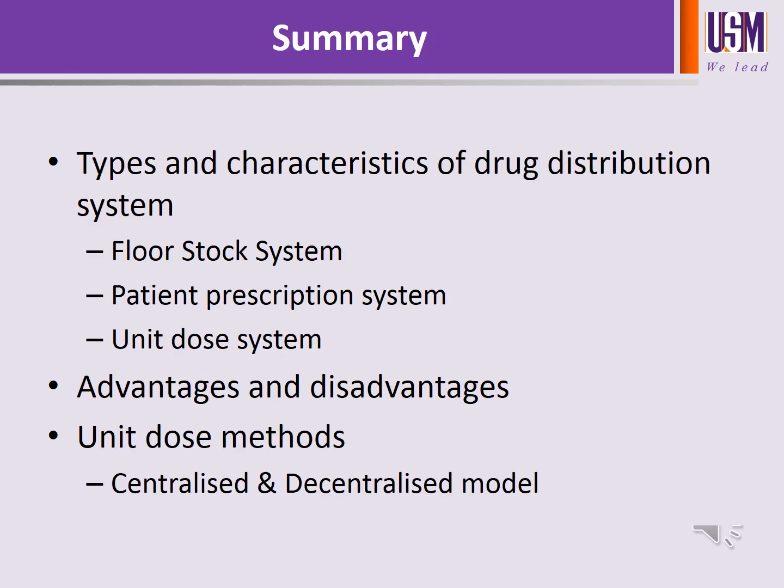Just a quick recap of what we have learned so far. By now, all of you must have mastered and know about the different types and characteristics of drug distribution systems, mainly the floor stock system, patient prescription, and the unit dose system. We have also learned about the advantages and disadvantages of each of these systems, and the ways to provide unit dose services, which are the centralized model and the decentralized model.